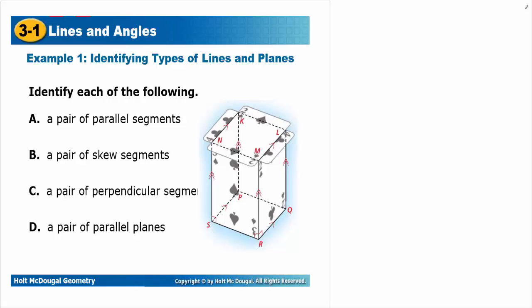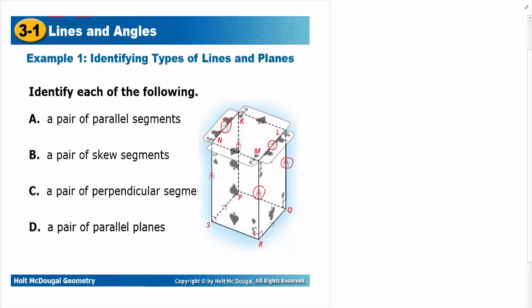Example 1, again, we're going to identify each of the following. So we want to find a pair of parallel segments. And again, there's a ton of them. And again, the key on this is what I was telling you before, you got these little arrows. Well, these arrows are telling you that we have parallel lines. So I can tell you right off the bat that these two lines are parallel. I can also say that these two lines are parallel. And again, see how you label this?